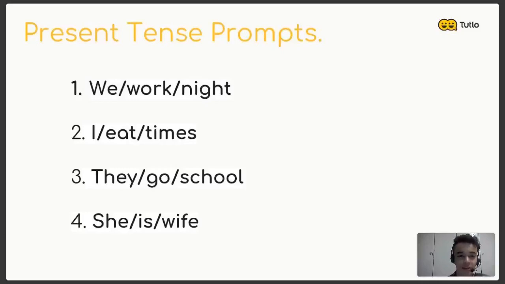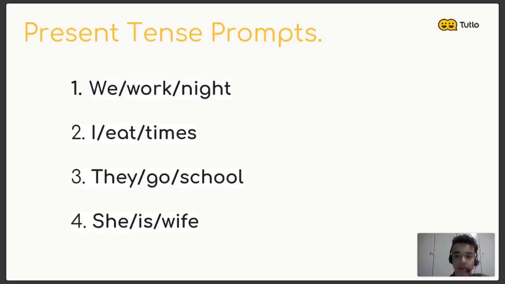Good job. Number 2, I eat times. All right. How are we going to put these 3 words into a sentence and create a present simple tense? All right. Present simple. All right. Number 2, I eat times. I eat 3 times, right? I eat 3 times a day. You could say that, right? That's a permanent situation. The guy eats consistently. He doesn't only eat whenever he's hungry. He eats 3 times a day, right? All right. Now, let's move.